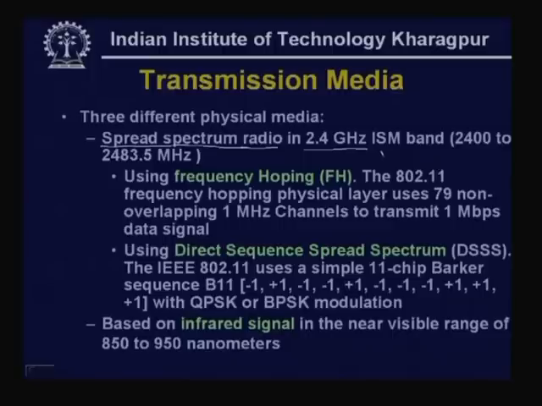Industrial, Scientific and Medical, that ISM band is very popular, which is used by most of the household equipments. And what is the typical characteristic of spread spectrum? In spread spectrum, as you can see, there are two popular approaches. One is frequency hopping spread spectrum, and another is direct sequence spread spectrum.